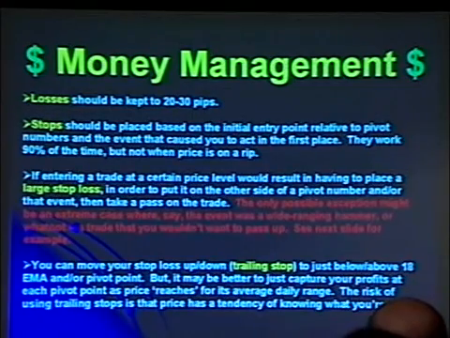Sure. On your first bullet point, your losses should be 20 to 30 pips. If that's what your risk is, then what sort of price target should we be looking at? That's a very good question. The question that was asked was risk-reward ratio. If we're prepared to risk 20 to 30 pips, what is the reward?